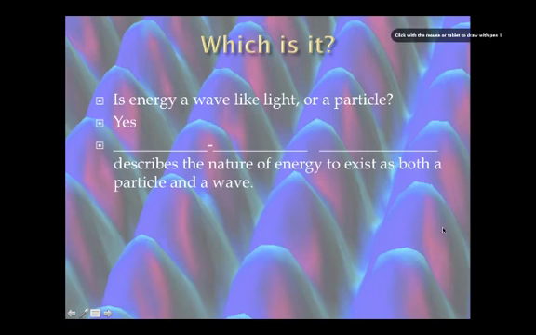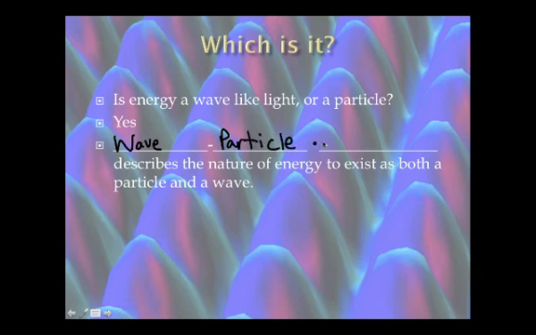This is known as wave-particle duality, and it describes part of the fundamental nature of not only energy, but also matter as well. So, in other words, energy has the ability to exist as both a particle and a wave. For that matter, everything that the world is made of can exist as both a particle and a wave at the same time.